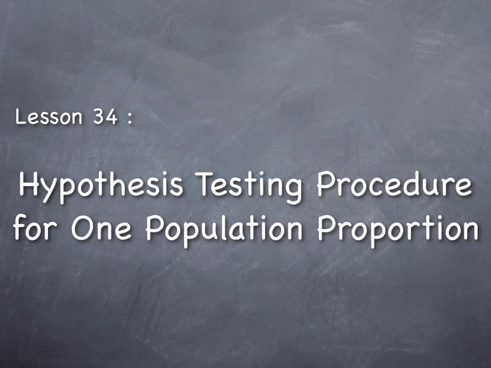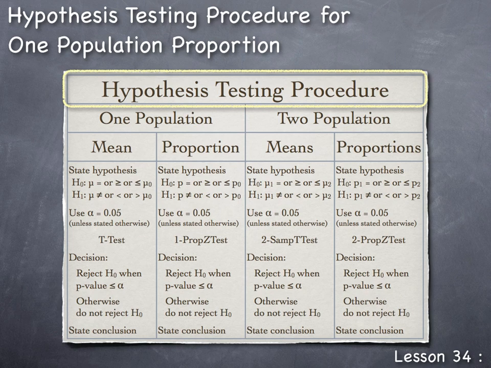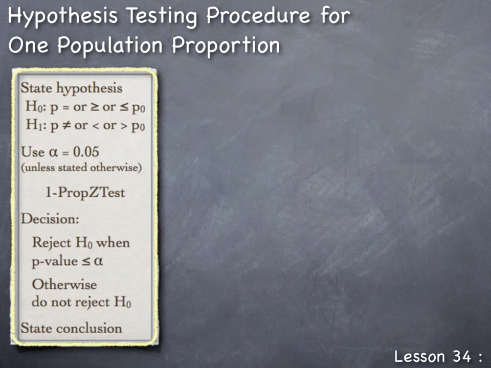Lesson 34, Hypothesis Testing Procedure for One Population Proportion. So we have an idea what the value of a particular population parameter is. We could test the validity of that idea using hypothesis testing procedures. And if the idea involves just one population proportion, these are the steps we can follow to guide us through the hypothesis testing procedure.